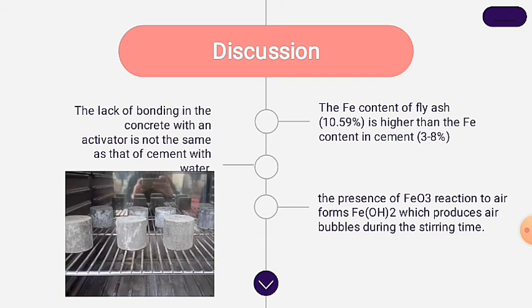The porosity in the study with fly ash and rice husk ash has increased. This occurs because the lack of heating in the concrete with an activator is not the same as that of cement with water. The iron content of fly ash is higher than the iron content in cement. The presence of iron oxide reacts with air to form iron hydroxide, which produces air bubbles during the stirring time, which causes trapping of air in the concrete so that the concrete tends to be hollow.